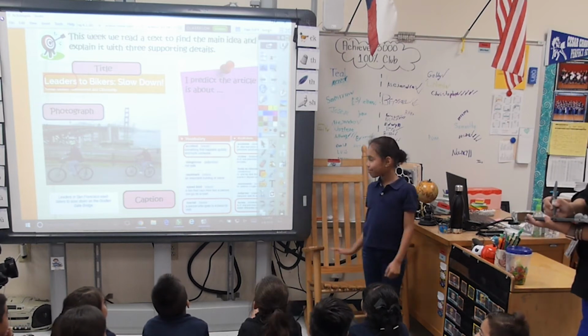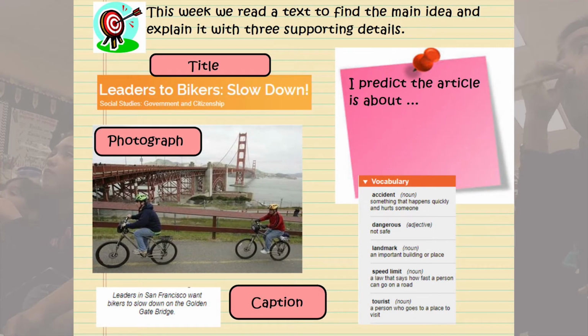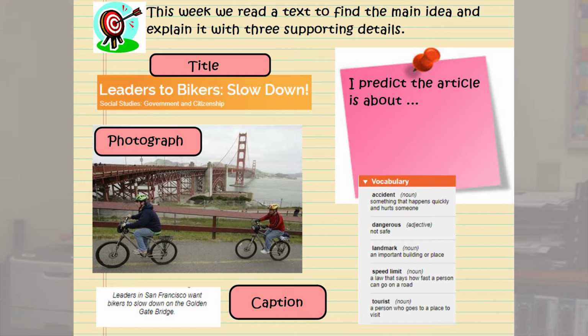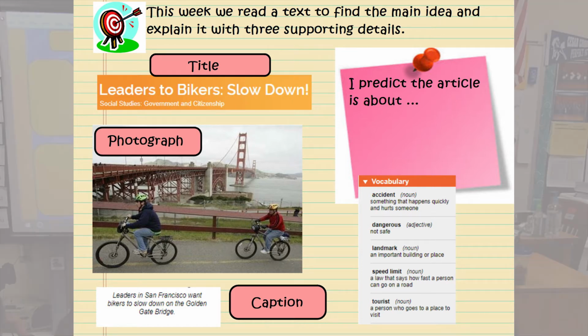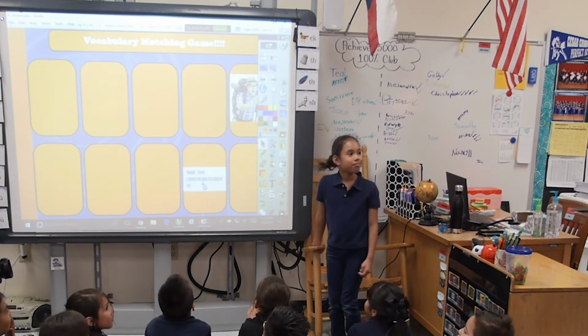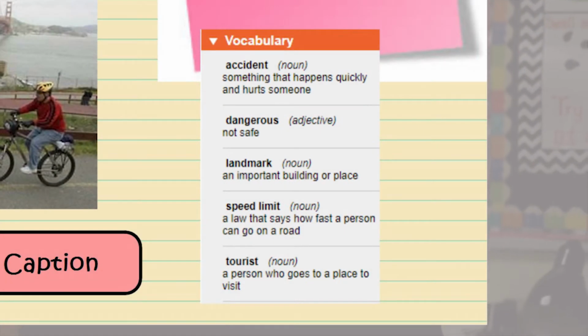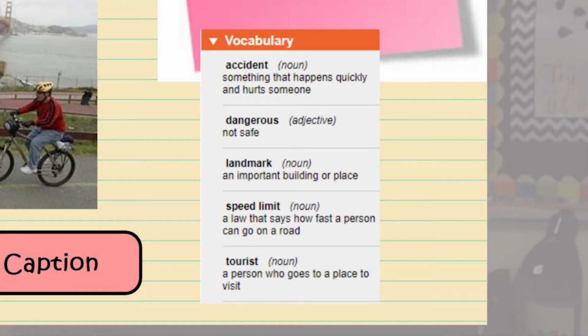Okay, so we have this picture right here, and we have a tourist, which is a person who goes to a place to visit. So you need to match the picture of a tourist with our definition. Which one do you think it's gonna be? Oh, wow, she got lucky, right? So is this a picture of a tourist, a person that goes to a place to visit? Okay, thank you. Our next word is gonna be landmark. Everyone say landmark. Landmark is an important building or place. So that's another word that we're gonna find on our vocabulary matching game.